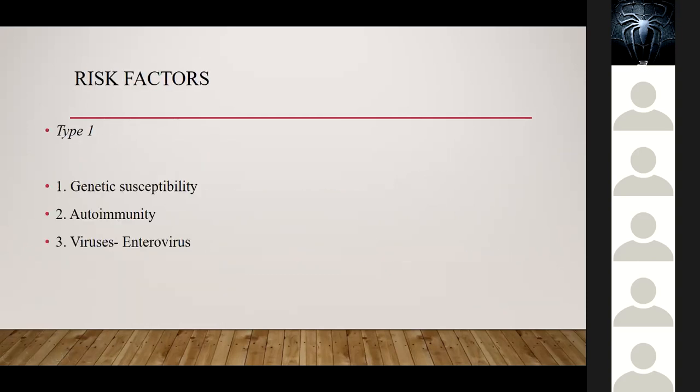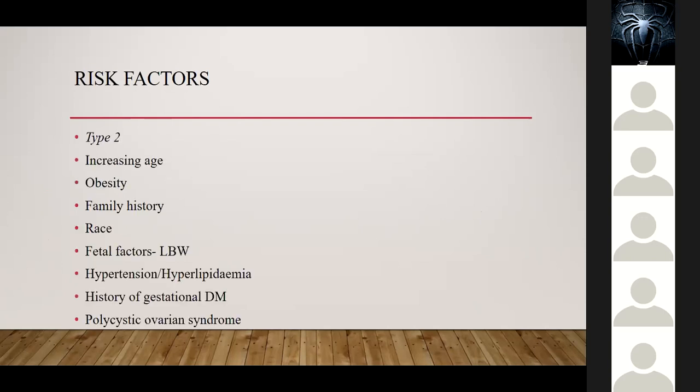So risk factors. For type 1, there's genetic susceptibility, autoimmunity, and sometimes exposure to certain viruses, like the enteroviruses, which can lead you to develop type 1. These enteroviruses are usually common in childhood. And then type 2: increasing age, obesity, family history, if you are Black, if you were born with low birth weight. Research has shown that as you grow, there's a risk of developing diabetes for one reason or the other, which they are still studying.